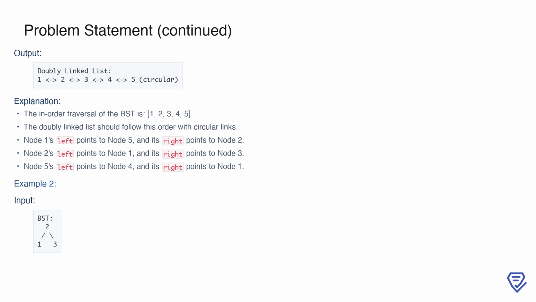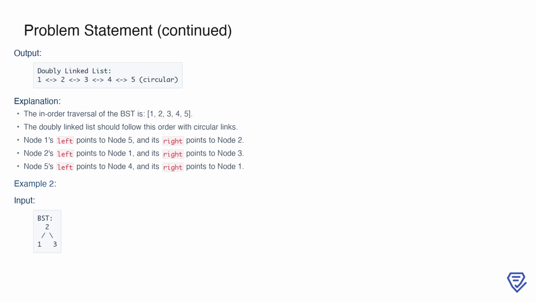Let's look at an example to clarify this further. If the input binary search tree has the structure shown, with 4 as the root, 2 and 5 as its children, and 1 and 3 as the children of 2, the output would be a circular doubly linked list in the order 1, 2, 3, 4, 5. This order comes from the in-order traversal of the BST, which visits the nodes in sorted order.